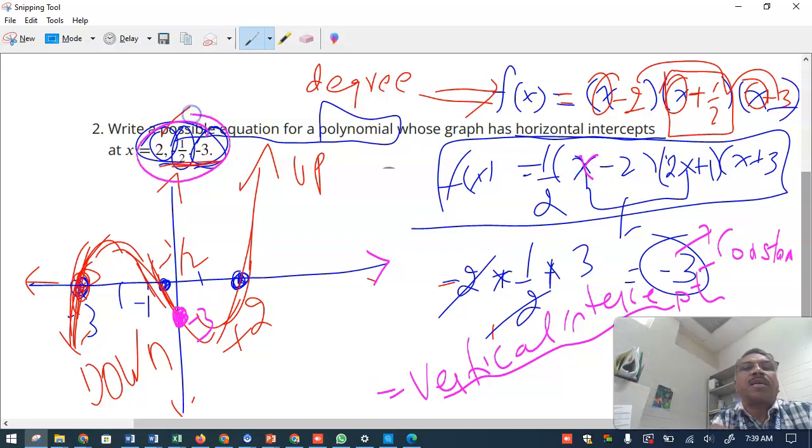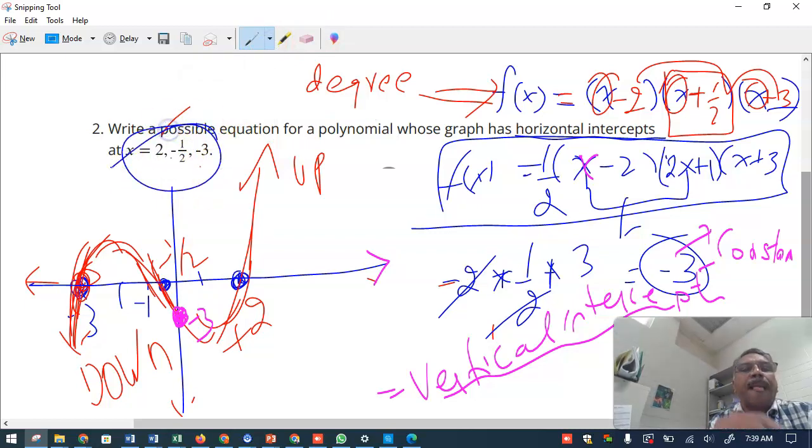And these are the horizontal intercepts right here. They are also called zeros. So we also say zeros. When you write zeros, you don't have to put x. You just put 2, minus half, and minus.